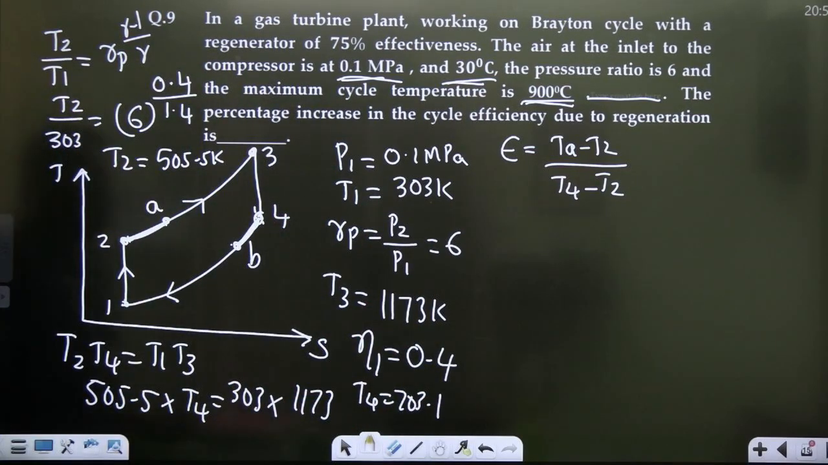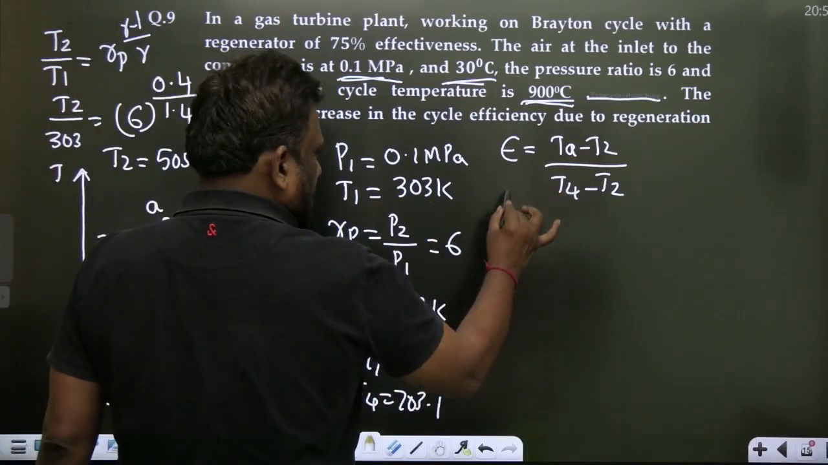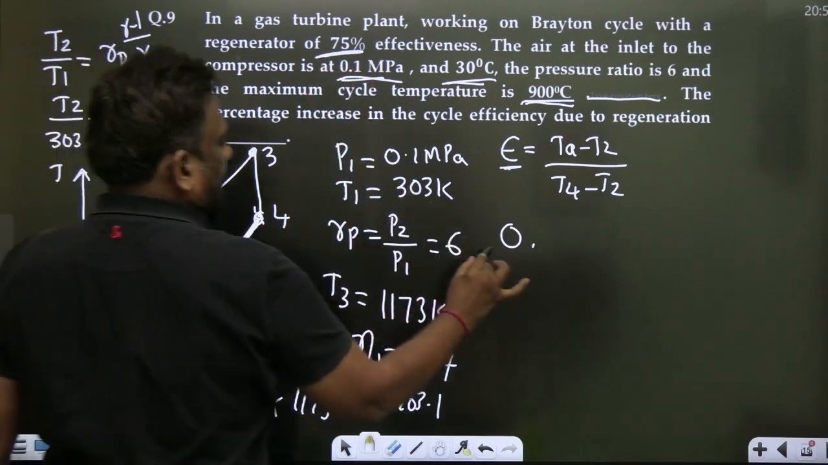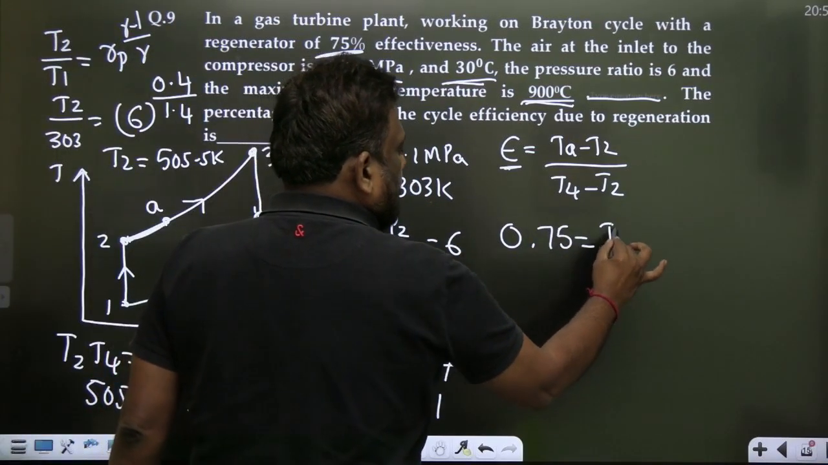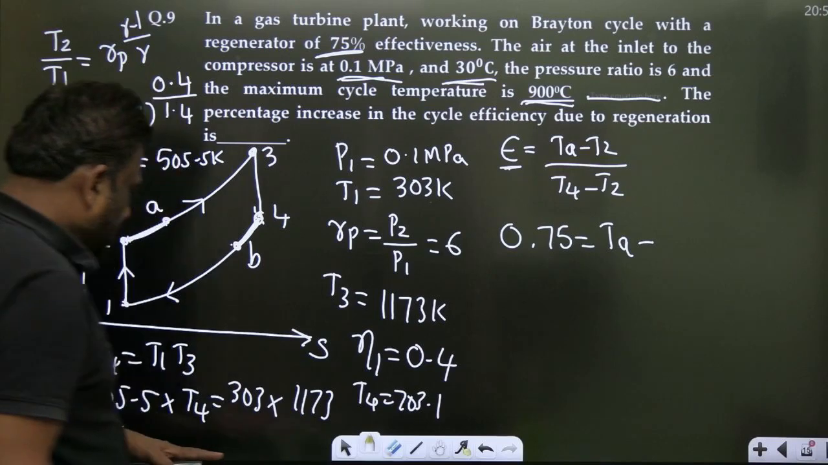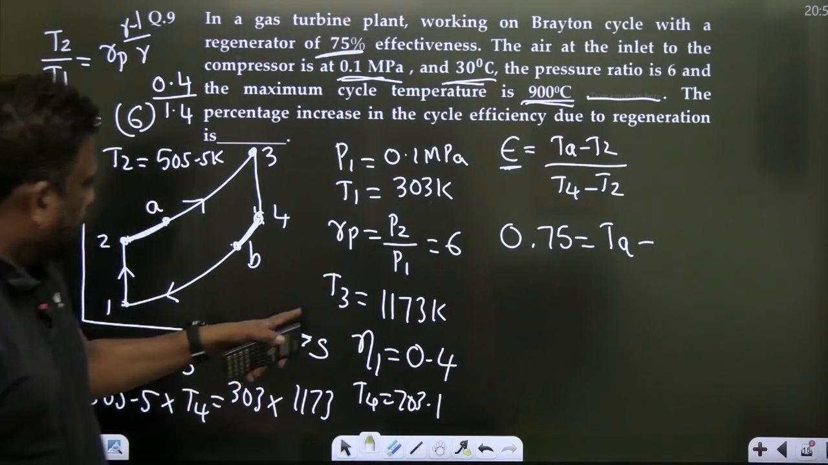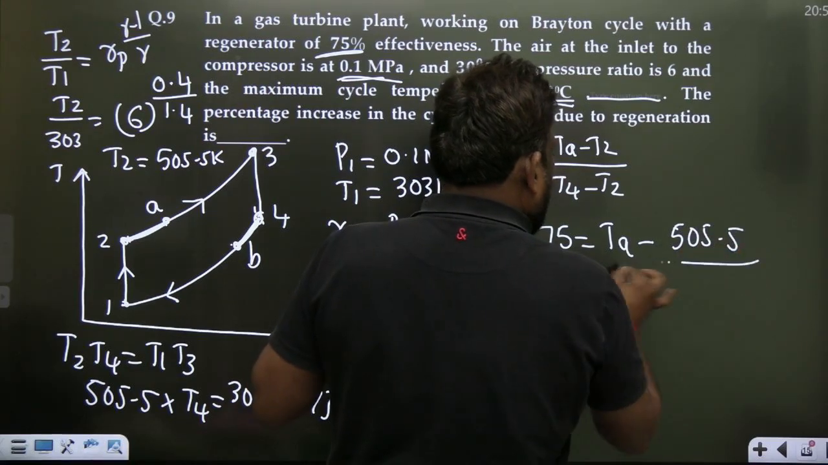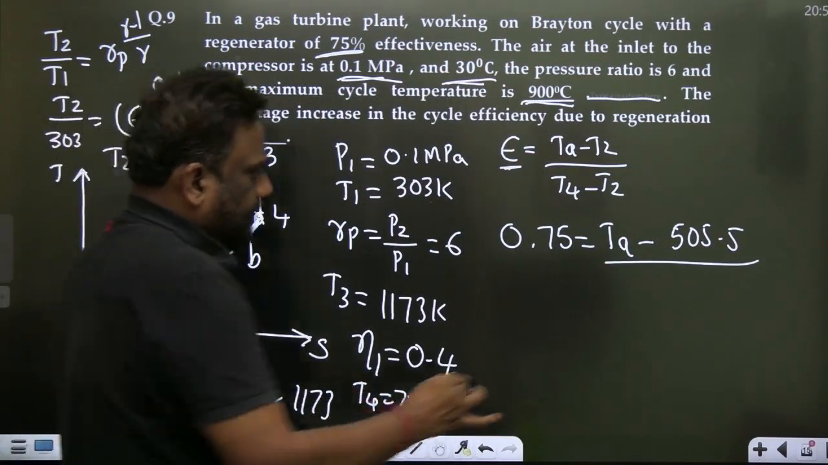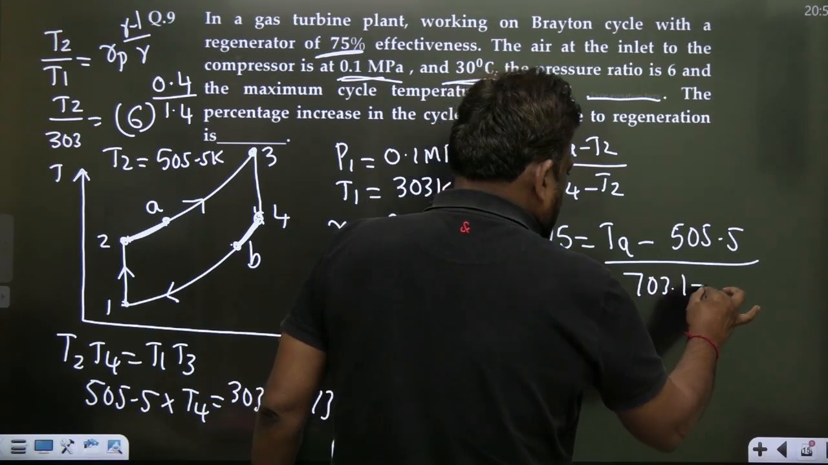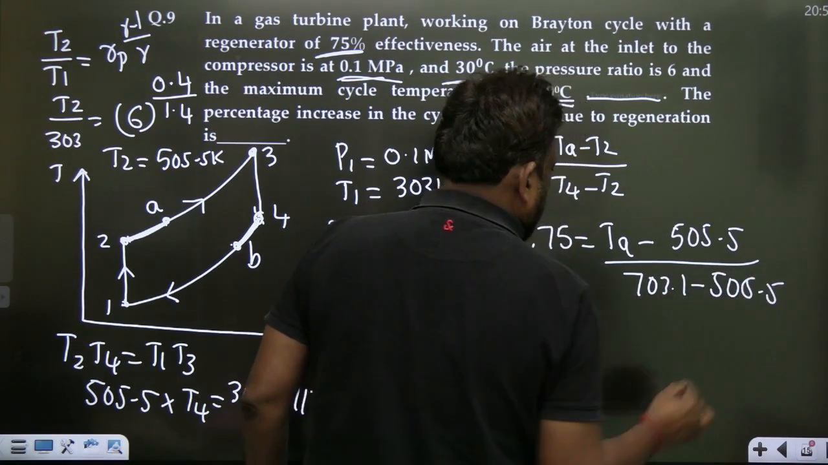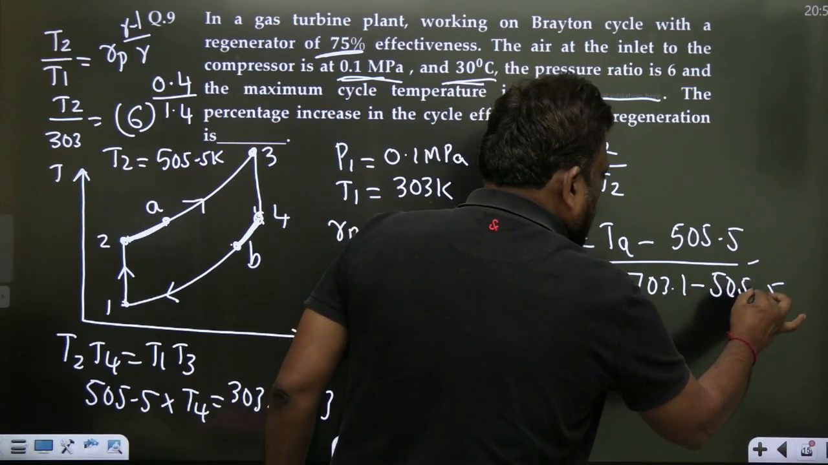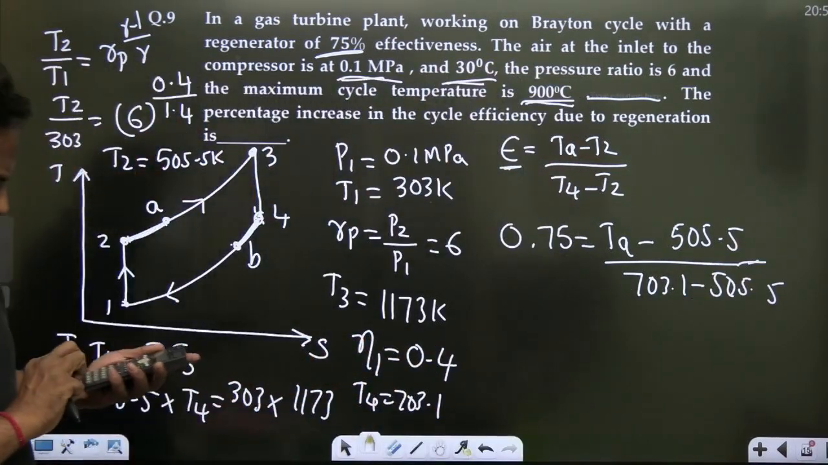Now let's calculate, my dear students. Already the effectiveness is given as 0.75, 75%. I don't know TA minus T2. What is T2? T2 is 505.5. T4 is 703.1 minus T2 is 505.5. Let's calculate TA.